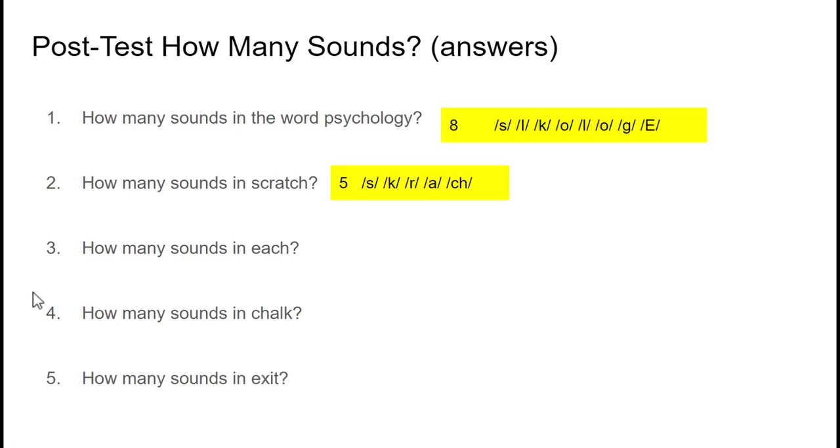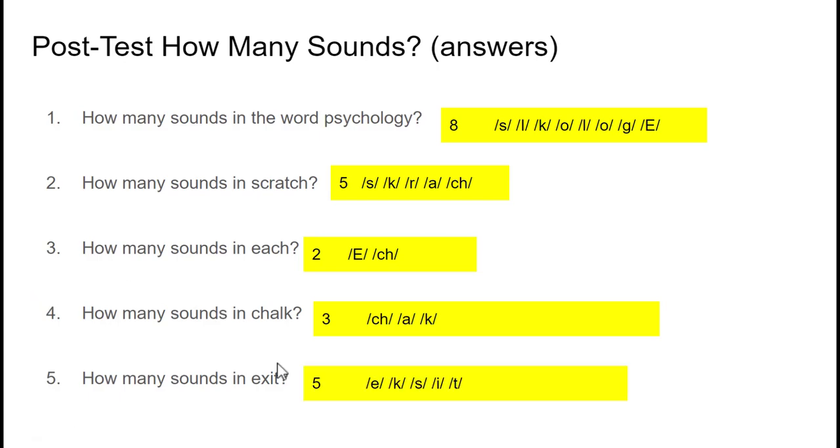Psychology has 8, Scratch has 5, Each has 2, Chalk has 3, Exit has 5. Now this X may have been an area of confusion. If you remembered, there wasn't any X on our consonant chart because it is a combination sound between the two sounds I am circling right here.